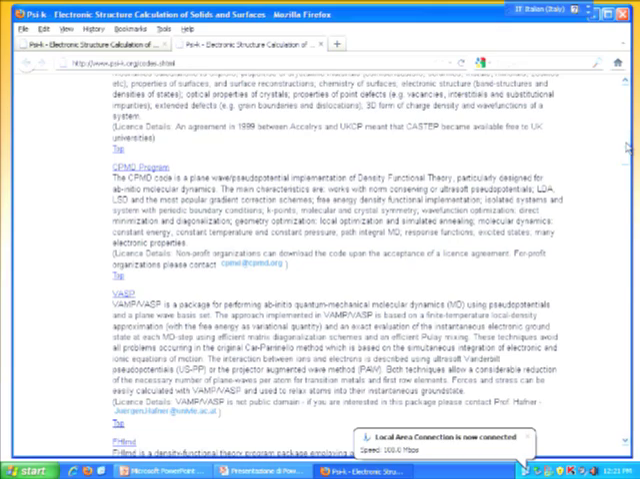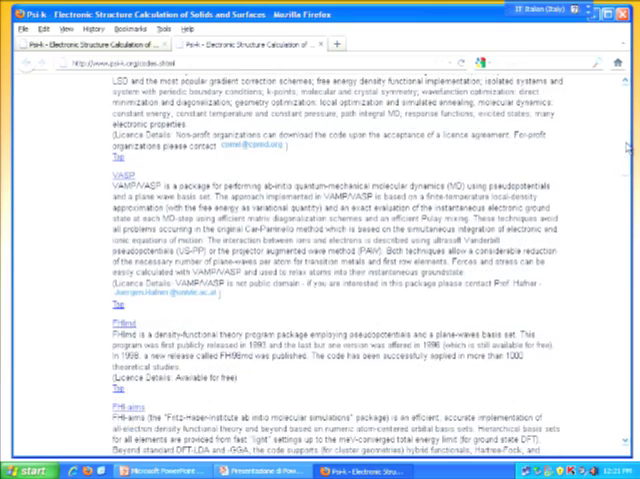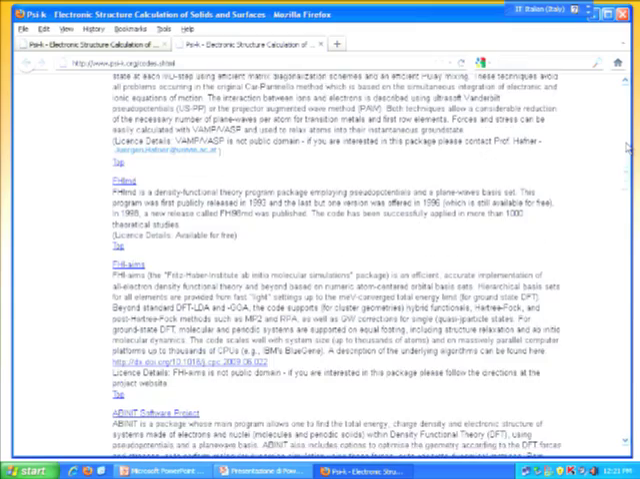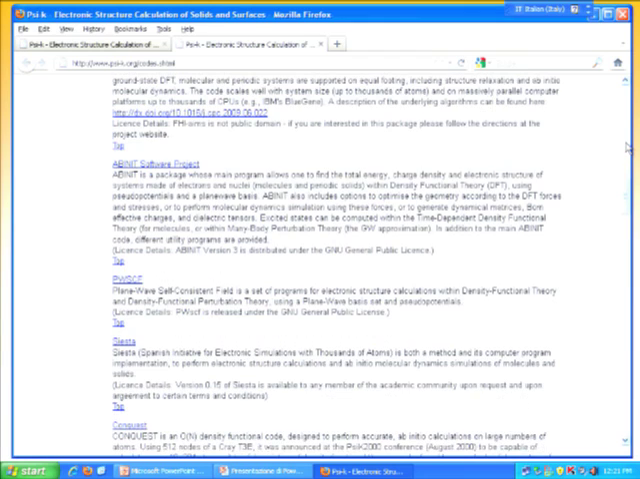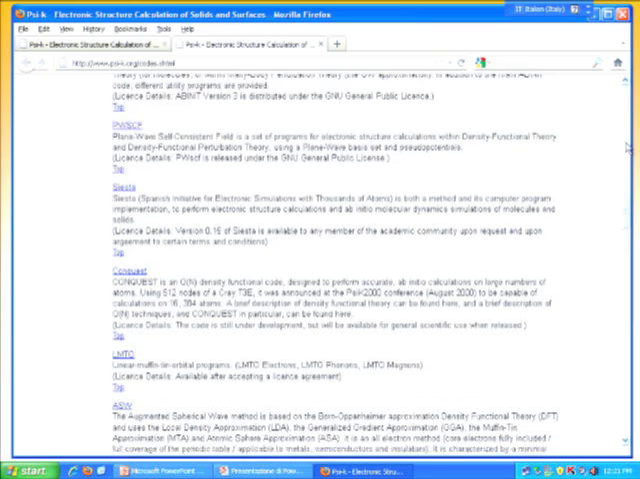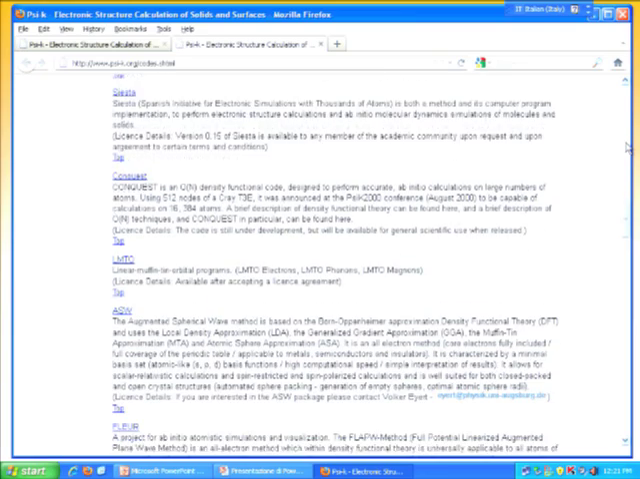This is paid. Be careful. And now Abinit is free. It's quite good. Siesta, this is a Spanish version. It uses standard basis sets, so sometimes the accuracy is not very high. But this is very fast. For those who are really in a hurry, Siesta is recommended.